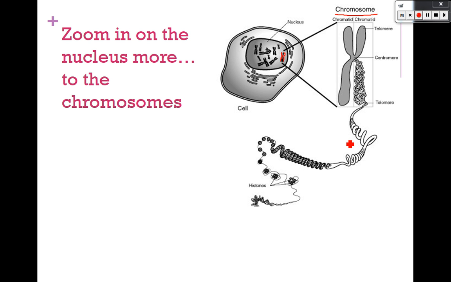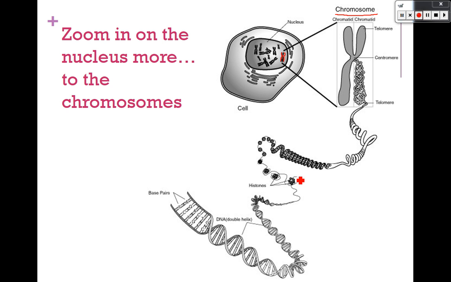Think about it like earbuds, okay? Earbuds are connected to a really long cord. And if you stretch it out, it's pretty long. But if you coil it up nice and neatly, you can get it to fit in a much smaller area. So that's what chromosomes are. They're that nice, neat coiling of all of the DNA so that it can all fit into the nucleus.